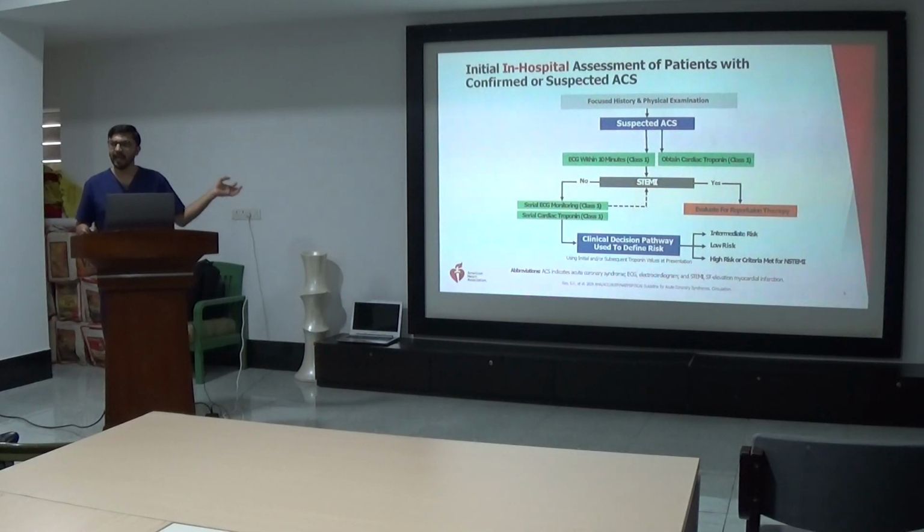But they say guidelines say high-sensitivity troponin is preferred. So if we see the hierarchy of the changes that occur in blood, in myocardium, in ECG, which comes first and which follows?